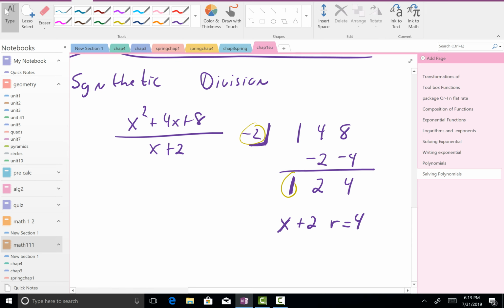All right? The only problem is that synthetic division only works when you have a degree of 1, or it's a linear factor, so to speak. All right? It doesn't work if there's a higher power.